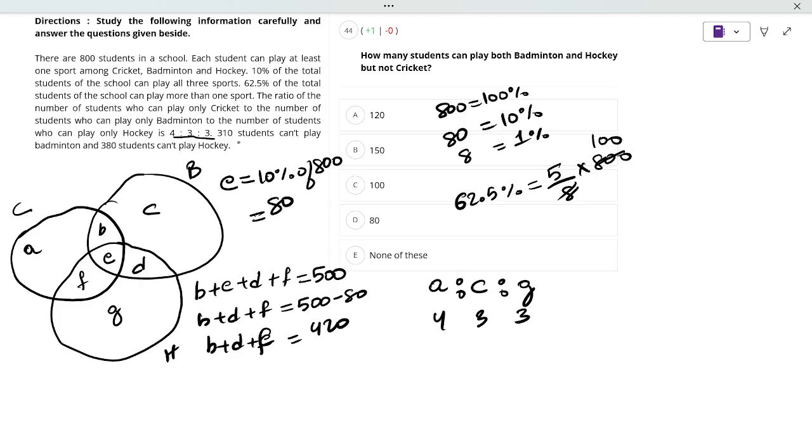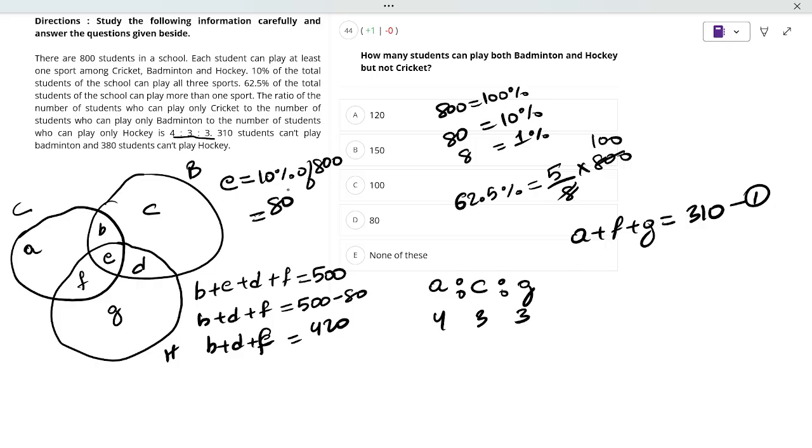Now 310 students can't play badminton. So these C, D, B and E, these 4 can't play badminton. So those people who play badminton will be A, F and G, right? A, F and G. So here let's write it: A plus F plus G is equal to 310. Let's say this is equation 1.